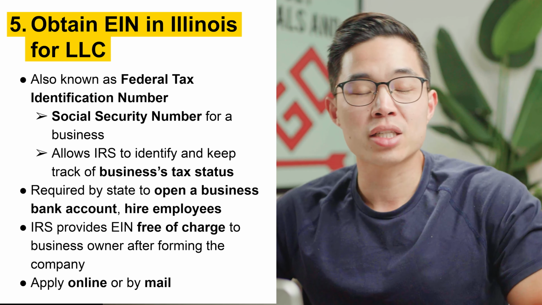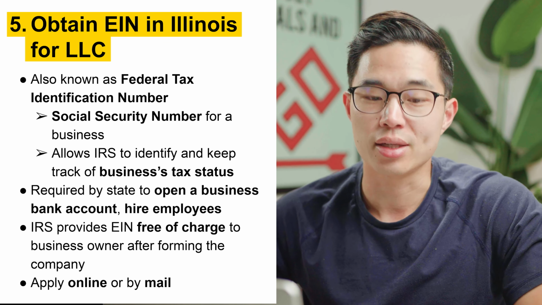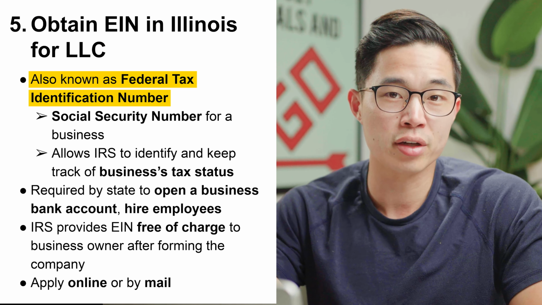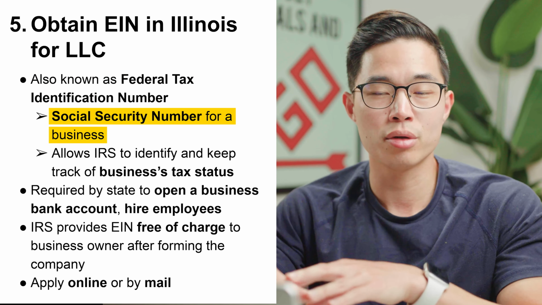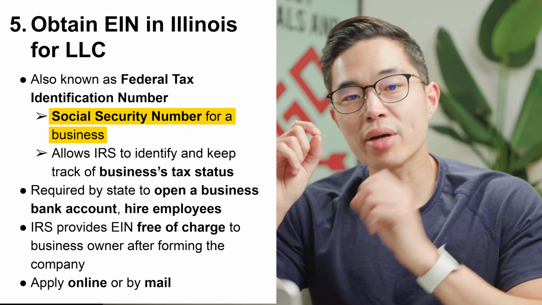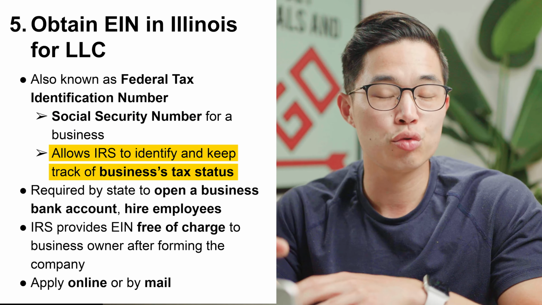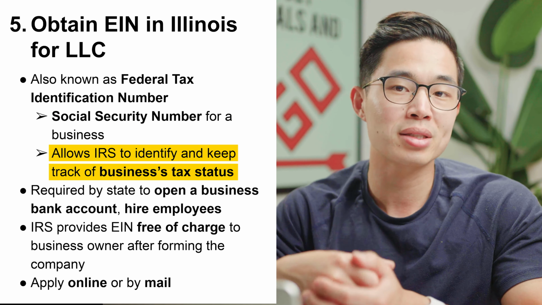Step number 5 is to actually obtain your EIN for your LLC. So this EIN, it's basically your federal tax identification number. And you guys can sort of think of it like a social security number that's assigned for your business. The reason why you guys need this is because it's going to allow the IRS to identify and keep track of your business's tax status.